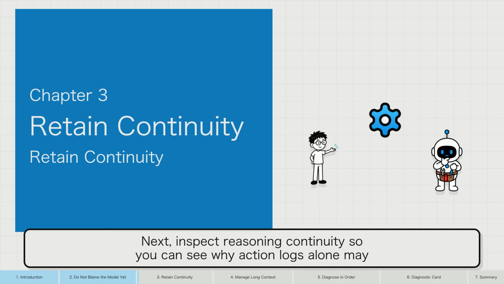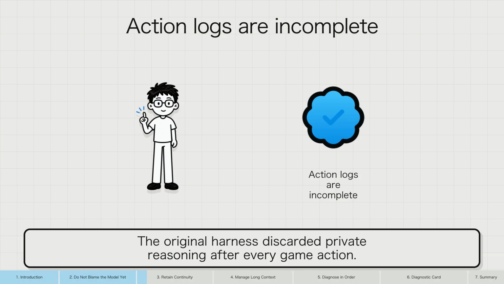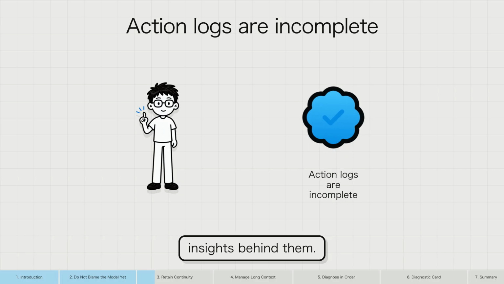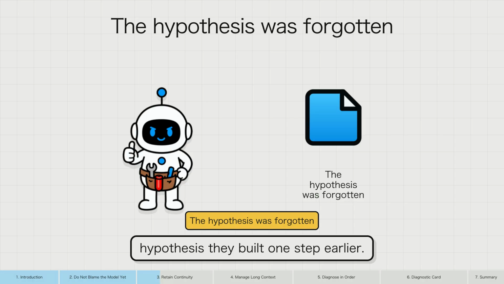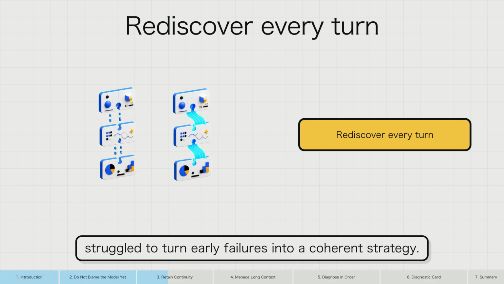Next, inspect reasoning continuity so you can see why action logs alone may still force AI to rediscover the task every turn. The original harness discarded private reasoning after every game action. The model could see past moves and short notes, but not the plans and insights behind them. That resembles a colleague keeping an activity log while forgetting the hypothesis they built one step earlier. The model repeatedly reinterpreted the environment, retried ideas, and struggled to turn early failures into a coherent strategy.